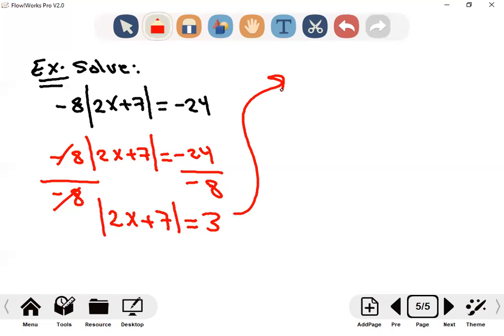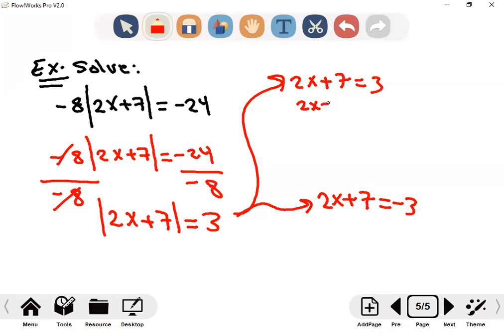So here we have 2x plus 7 can be 3, or 2x plus 7 can be negative 3. Now how do we solve 2x plus 7 equals 3? We get rid of this plus 7. How? By subtracting 7. Then we divide by 2. Two-step equations. So here 2x plus 7 equals 3. We subtract 7 from both sides. So 2x equals 3 minus 7, which is negative 4. Divide by 2 on both sides, x will be negative 2.